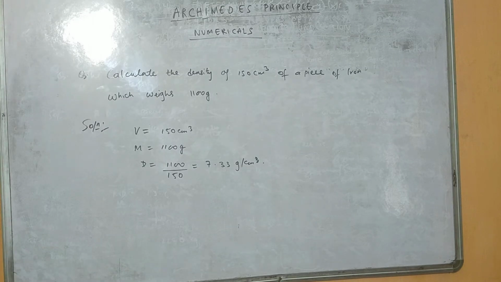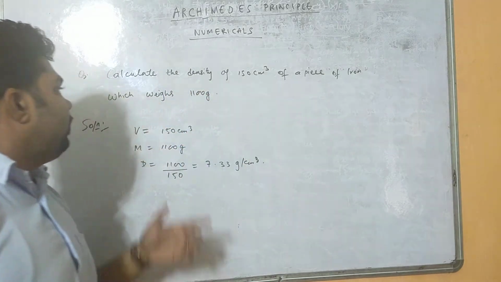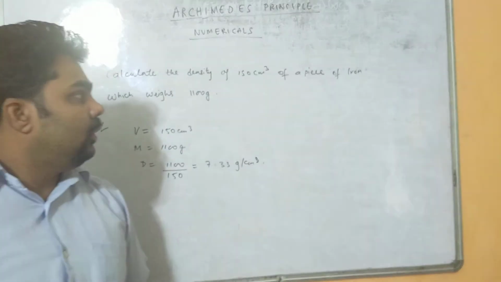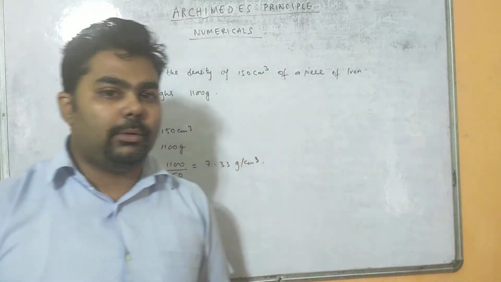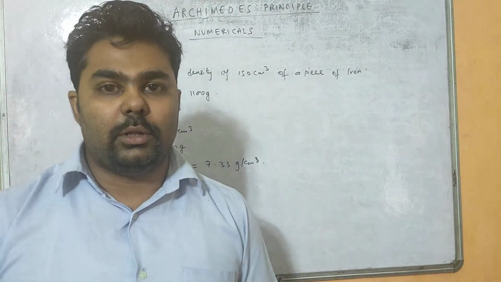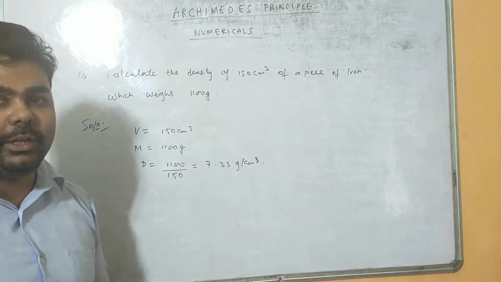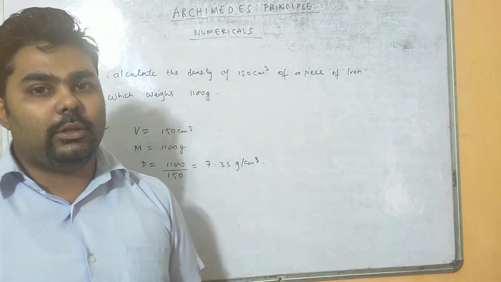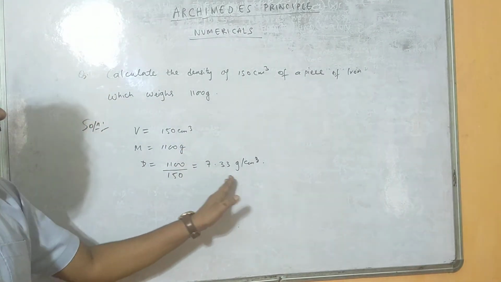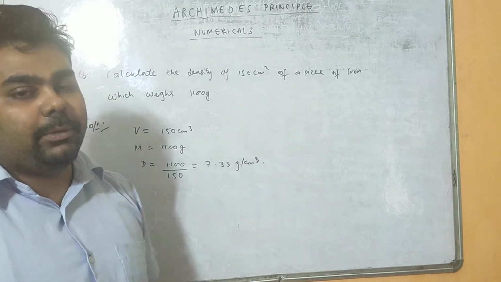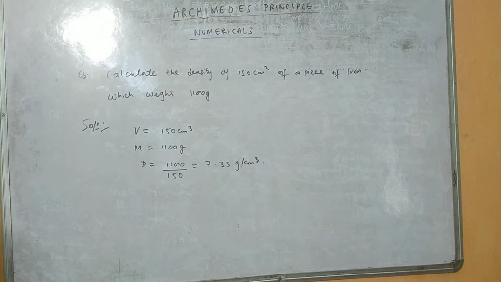Next question we have: calculate the density of 150 centimeter cube of a piece of iron which weighs 1100 gram. You see the unit 150 centimeter cube, that means volume is given in the question, and mass is given in the question. So if volume and mass are given, we can easily find its density. So density equals mass by volume. Dividing 1100 by 150, we get 7.33 gram per centimeter cube. So this is the density of iron.